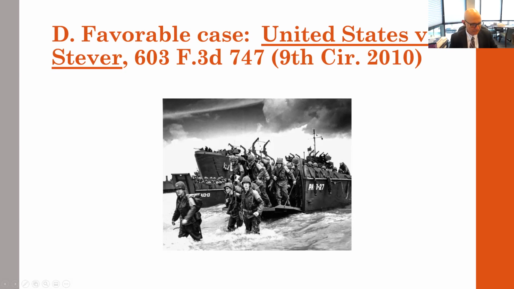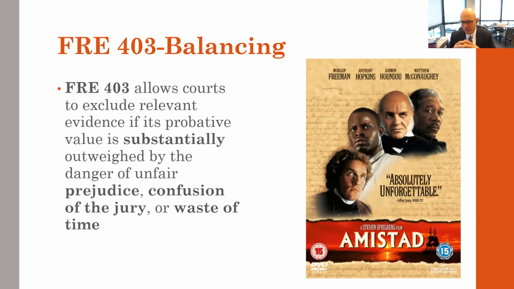Now, those are a few matters dealing with relevance under Federal Rule of Evidence 401. Now, let's look at the other side of the coin, and that is Federal Rule of Evidence 403, the balancing of the probative value with the danger of unfair prejudice.